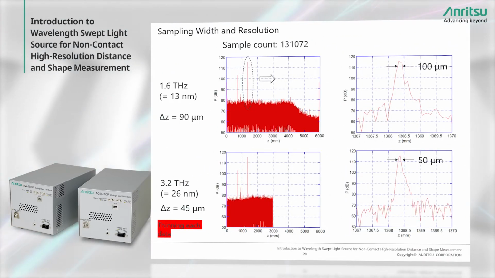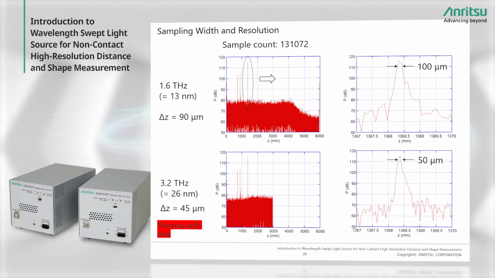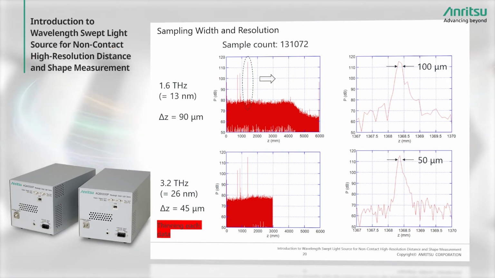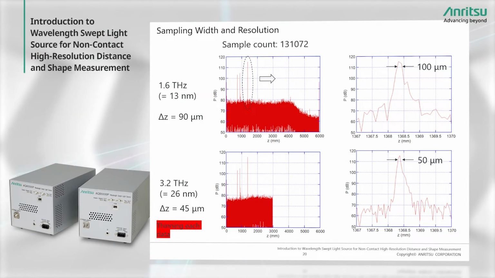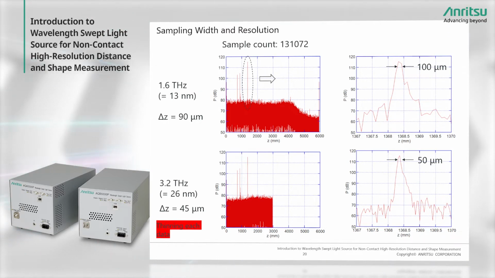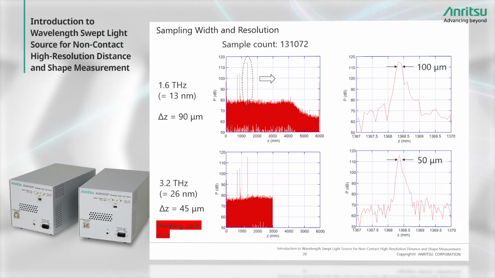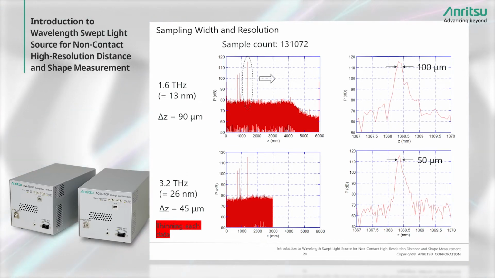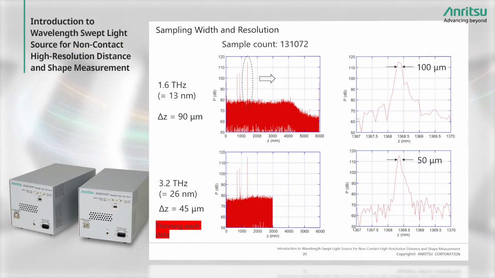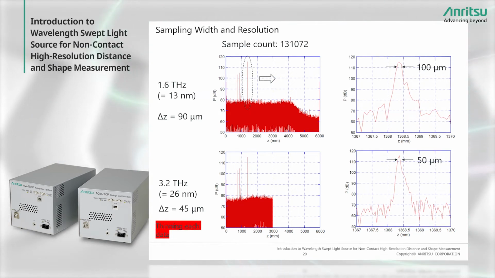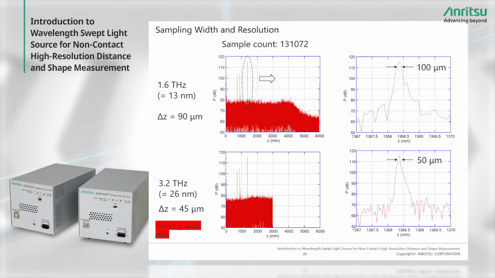To continue, what is the actual measurement resolution? Here are the measurement results obtained for 1.6 terahertz, equivalent to a wavelength of 13 nanometer, sampling and applying FFT. This peak is magnified here. At 1.6 terahertz, although this peak has a width of 90 micrometer, theoretically, 100 micrometer can be actually measured.